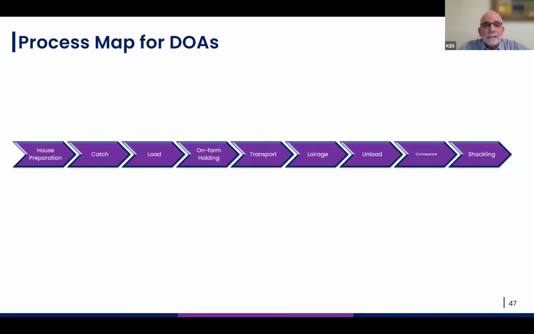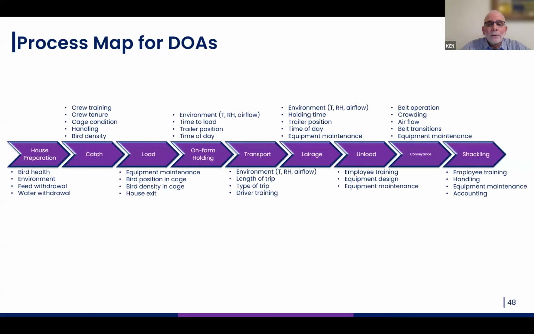So I mentioned we developed a process map for DOAs, and this is our process map. It starts with house preparation and ends with shackling, and it's intended to show every step of the process. On top of that, we superimposed what types of things could influence DOAs at different parts of the process, so that once we identified where the DOAs were occurring, we'd have an idea of what types of things we could look at relative to corrective actions or helping to understand what was going on.